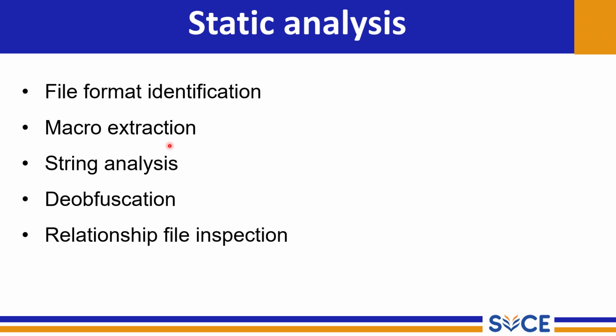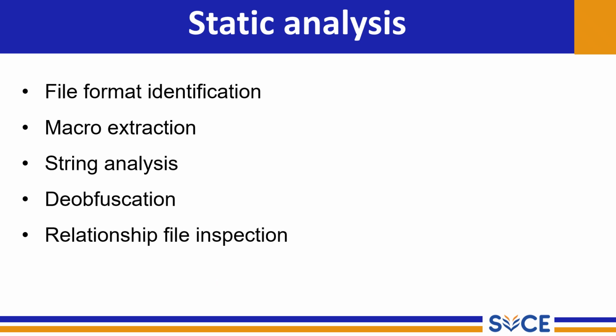Next is deobfuscation. Malicious macro code is often obfuscated with techniques like string reversal, hexadecimal encoding, or junk code insertion, and olevba can automatically decode many of these, while complex cases require manual deobfuscation. Next is relationship file inspection: in open XML files, look at the .rels files for external resources. Attackers can use template injection to load a remote, malicious template when the user opens the document.